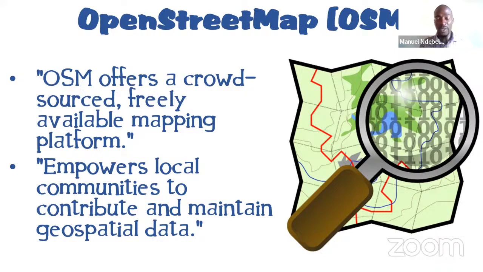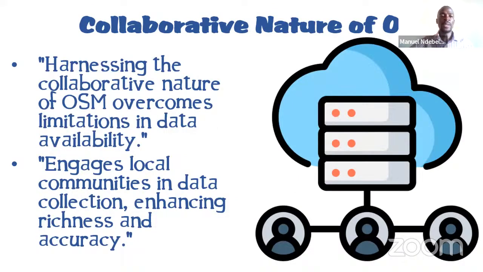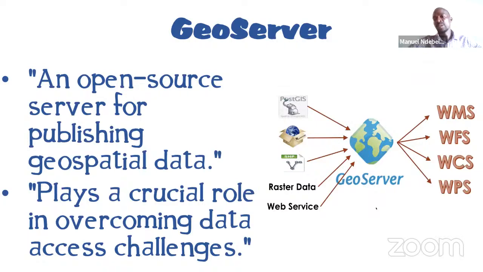By taking advantage of platforms like OpenStreetMap, that has already taken a good initiative, and then making use of open source systems like GeoServer, Postgres, Leaflet, OpenLayers, like what I was talking about on my previous slide, a collaborative nature of OpenStreetMap that engages the local communities. Then I'll just briefly talk about these tools that I've been talking about, which are GeoServer, OpenLayers, and Leaflet. GeoServer is actually an open source server for publishing spatial data.